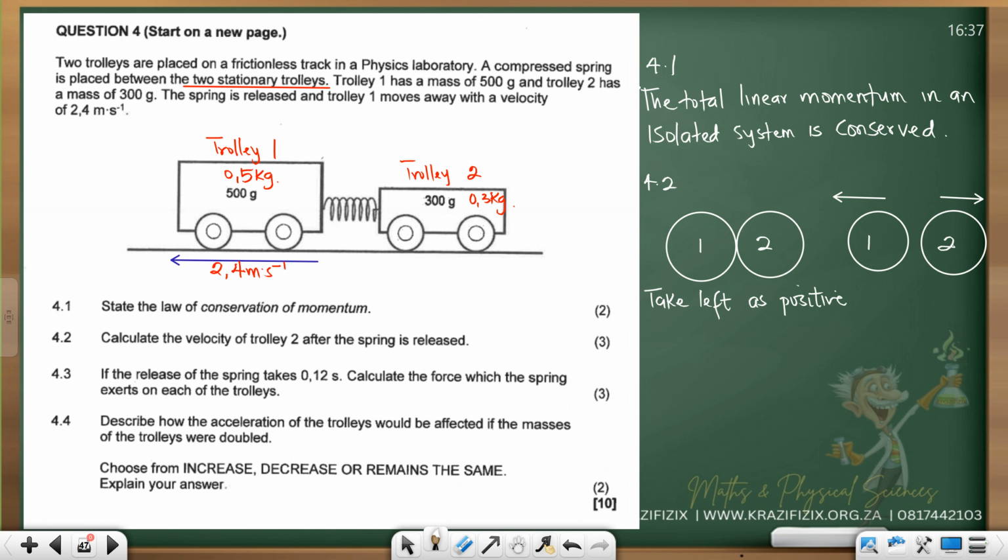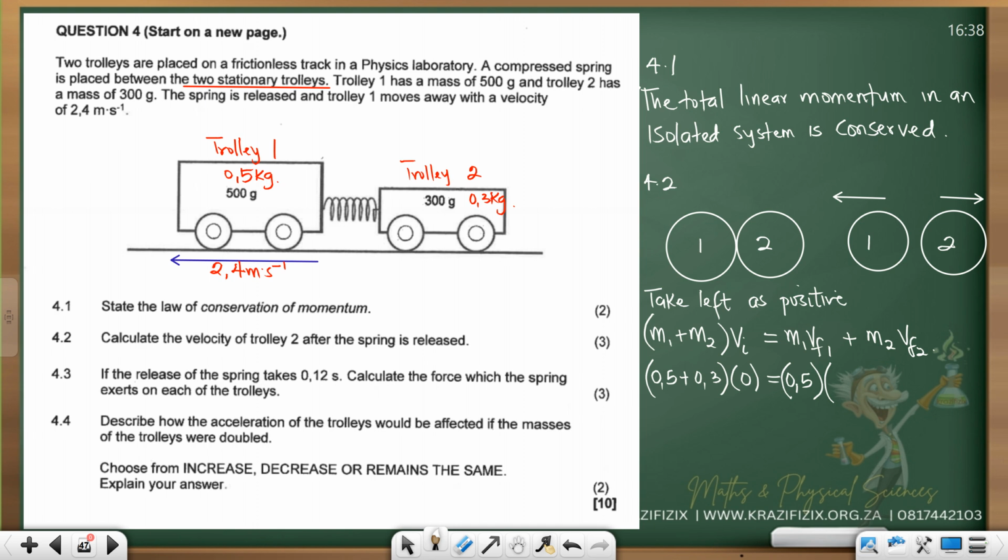Take left as positive. Since they are together, we can add: M1 plus M2. Now, this becomes my initial. After is always the final: M1 VF1, we maintain momentum, mass, and velocity. All right, what do we have? 0.5 plus 0.3. By the way, they were stationary, velocity is 0. What is the mass of 1? 0.5. I said take left as positive.